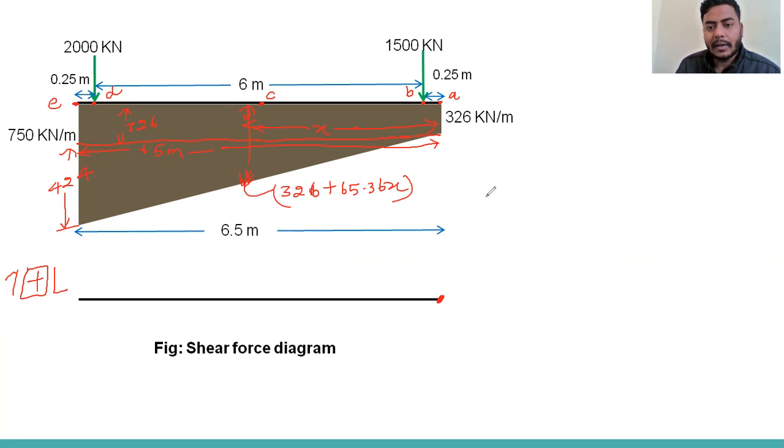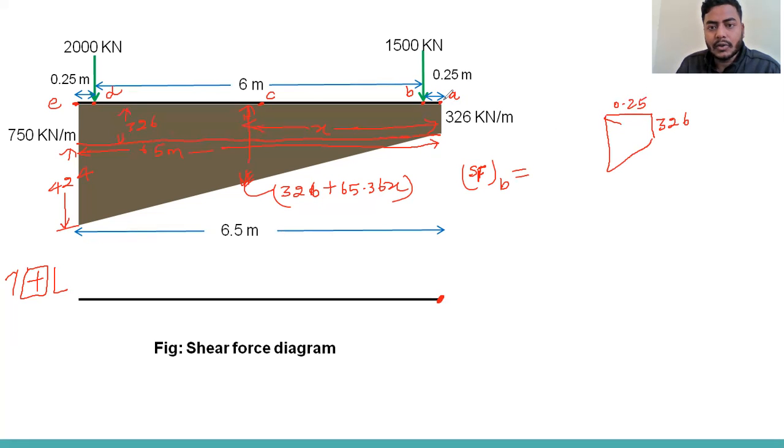Okay. Now we can calculate shear force at B, just right side of this load. So what will be the loading? I'm coming from the left, so you will see the load is like this. This is 326 and this is 0.25.